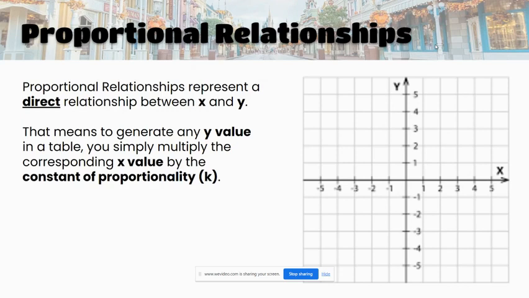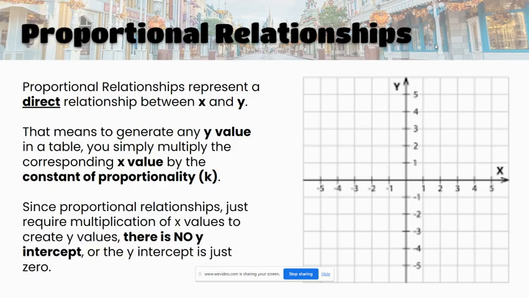This means to generate any Y value in a table, you simply multiply the corresponding X value by what's called the constant of proportionality, or K. It's pretty much like slope, it just means we don't have a y-intercept. So there's no y-intercept in a proportional relationship. The y-intercept is simply 0 because I'm not adding anything onto this.